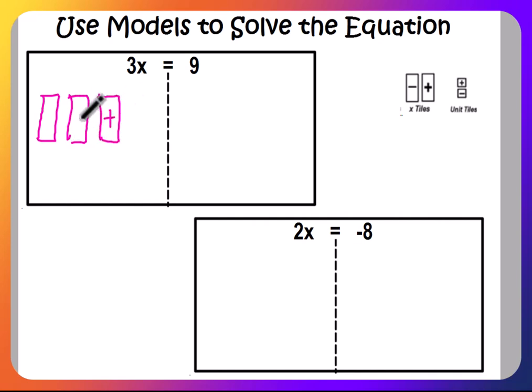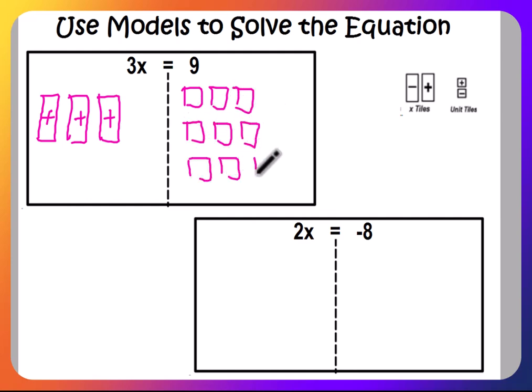They are positive. That's the left side of the equal sign. On the right side, we need 9 unit tiles. And they are positive as well. So make sure you put the signs on each one.